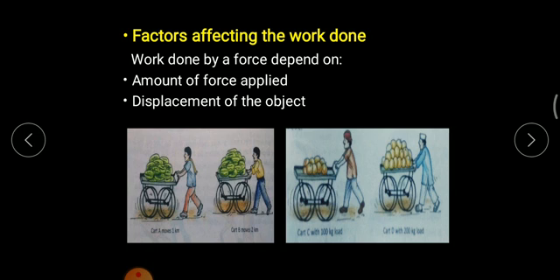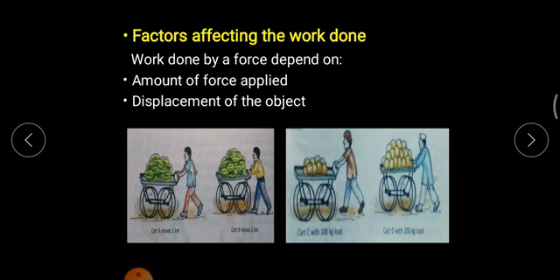As you can see in this picture, two situations are given. This person is trying to pull this trolley with a certain amount of weight, and this person has moved 1 kilometer with his trolley. With the same thing, another person has pulled with the same amount of force and the same amount of mass, and this person has moved 2 kilometers. So in what situation will we say more work is done?